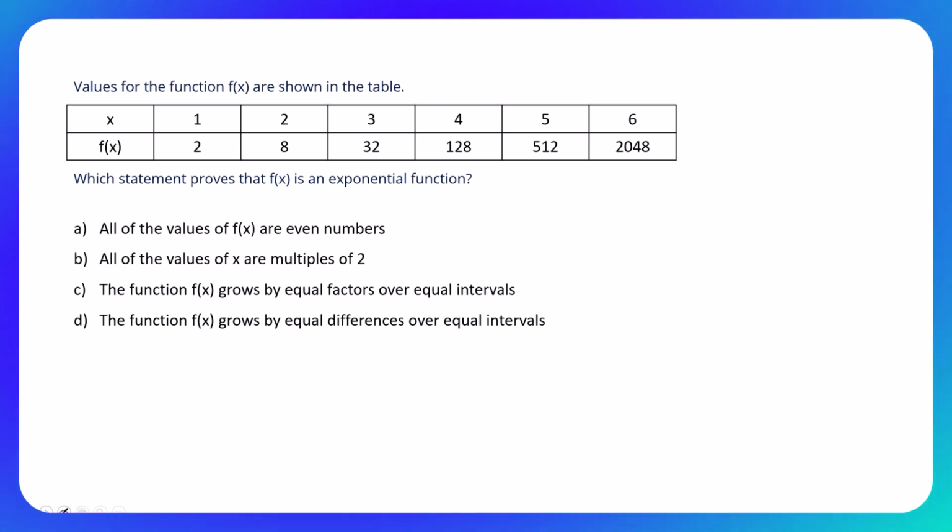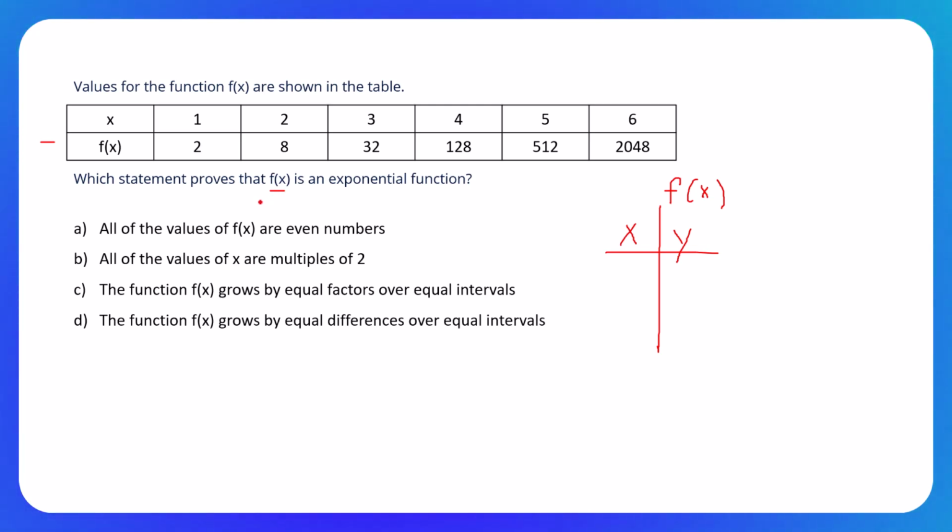All right, the next question gives you the values for the function f of x in a table. This is a horizontal table. The one that we looked at as we worked in class was a vertical table with your x's here and your y's here. We have the same thing here, but it's a horizontal table. And remember, y is also called f of x. All right, which statement proves that f of x is an exponential function?